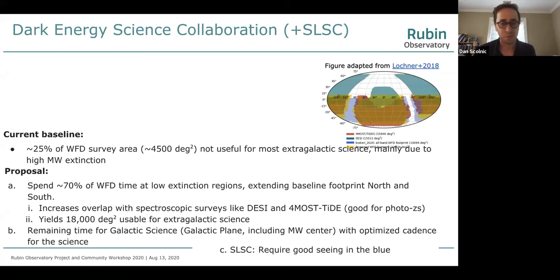So extend the baseline footprint north and south. This is good in terms of increasing the usable area, and it is also increasing the amount of overlap we could have with spectroscopic surveys. And then the remaining time, what we prefer is for that to be for galactic science with the optimized cadence that those collaborations would want. And I'll just add that for the strong lensing science collaboration, they want to note that they really want good seeing in the blue end. Okay, so next slide.